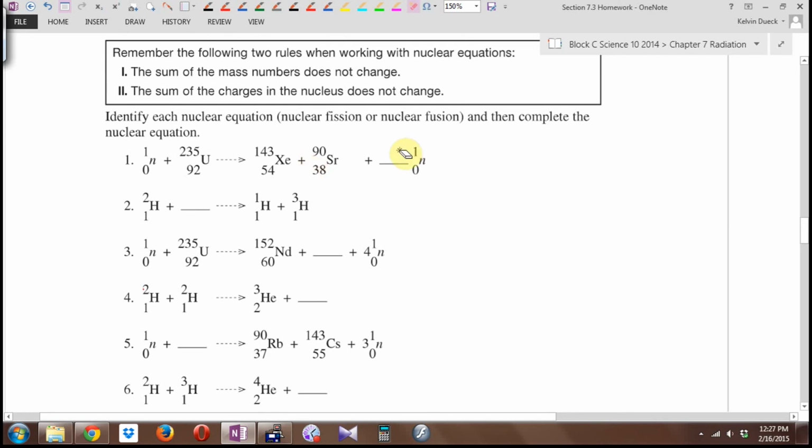Okay? So, on the right-hand side, I have 1 plus 1. I have a total of 2 protons kicking around. You know what? I only started with 1 proton. I must have had 1 extra proton. What is 1 proton? It's got to be hydrogen. It's the only element out there that has a charge of 1, that has 1 proton. What must its mass have been?